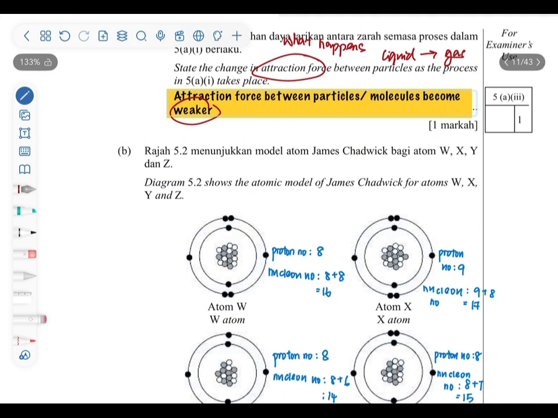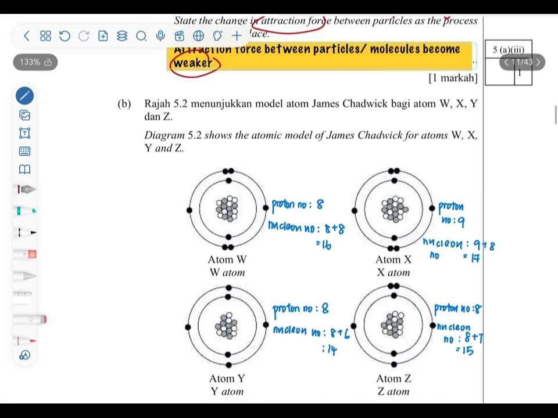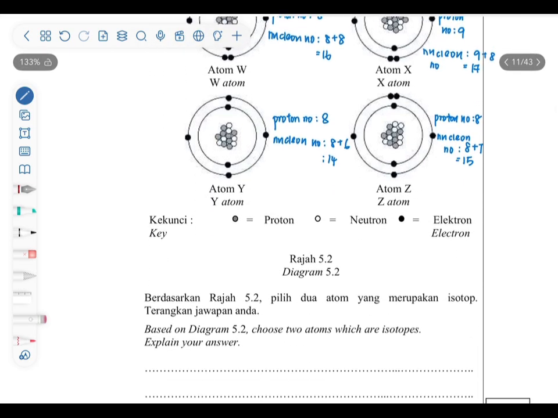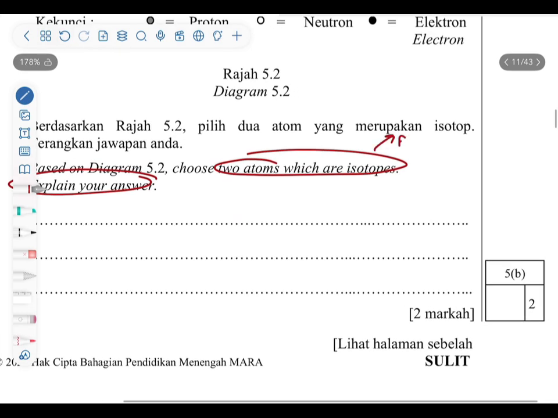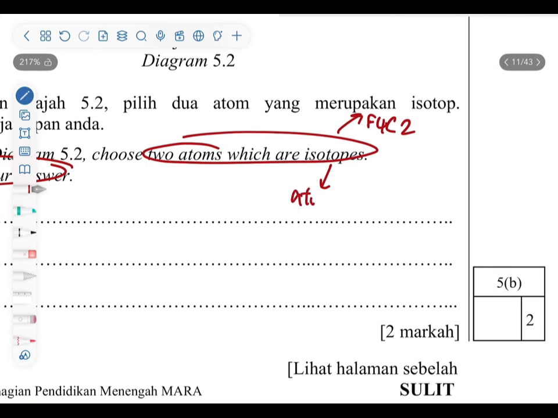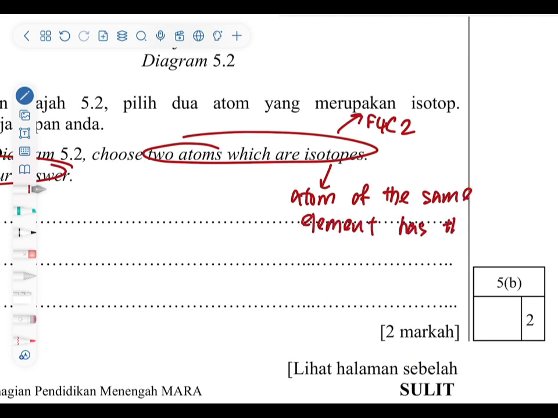Okay, B. Diagram 5.2 shows the atomic model of James Chadwick for atoms W, X, Y, and Z. Based on diagram 5.2, choose two atoms which are isotopes and explain your answer. So first of all, you need to know this is Form 4, Chapter 2. What is actually an isotope? Isotopes are atoms of the same element that have the same proton number, or we say the same number of protons, but different nucleon number.